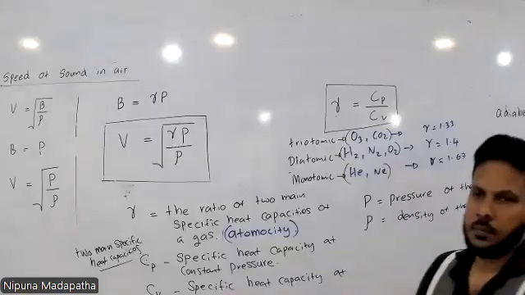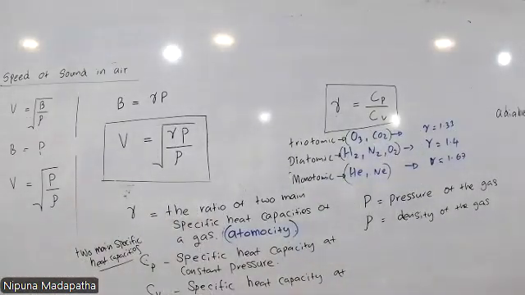Write an example. Find the speed of sound in air at standard temperature and pressure, STP. The density of the air is 1.29 kg m^-3.